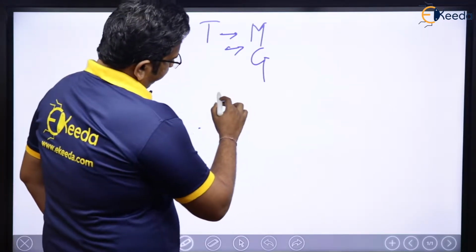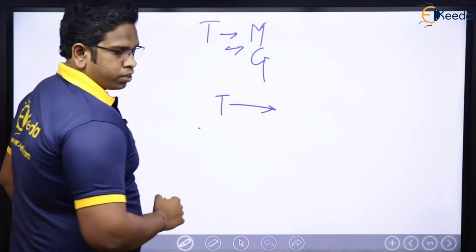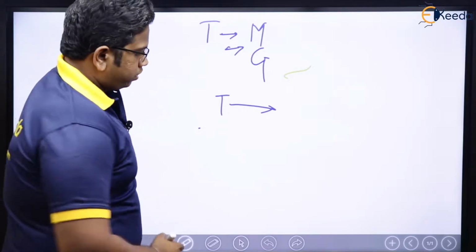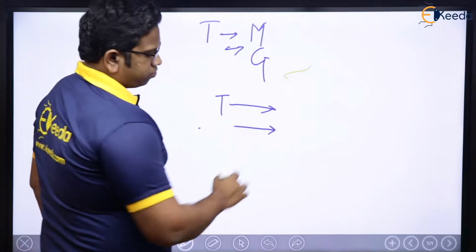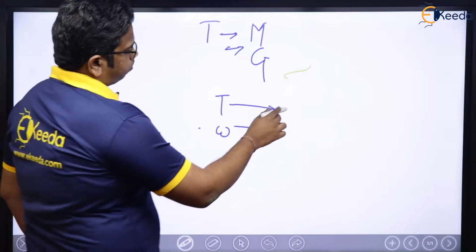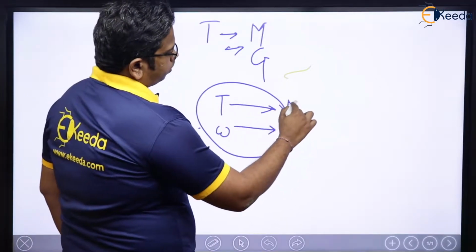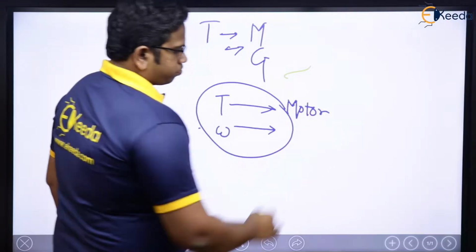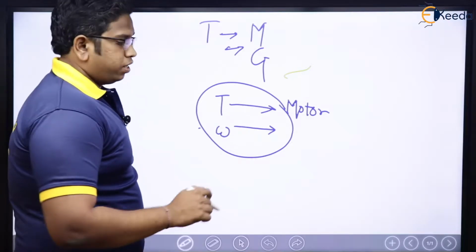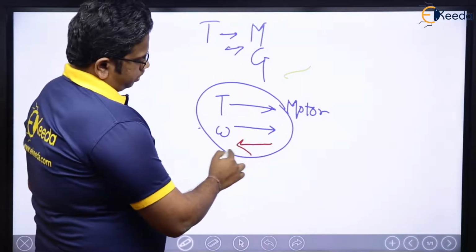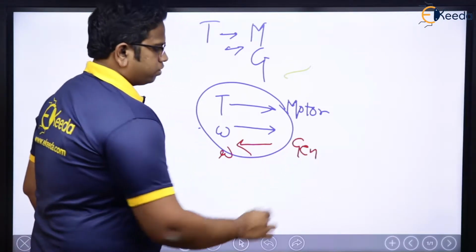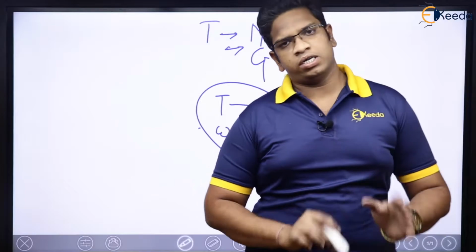For example, if the torque is in this particular direction and if the speed, or we can say the direction of rotation, omega, is in the same direction, then we call that particular machine a motor, right? And if the direction of the rotation is in the opposite direction like this, then it is called a generator. These are the basics which we have already learned, right?